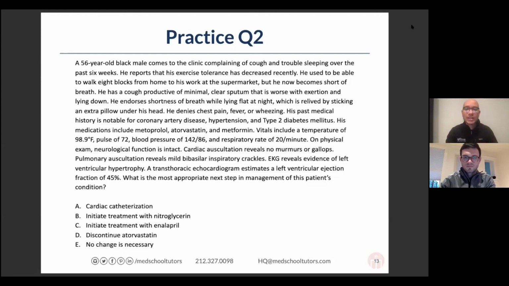He reports that his exercise tolerance has decreased recently. So again, when I think of shortness of breath, which I choose over trouble sleeping just because I'm more comfortable with it, or cough in this case, I'm thinking, is it heart, is it lung, or is it something else?